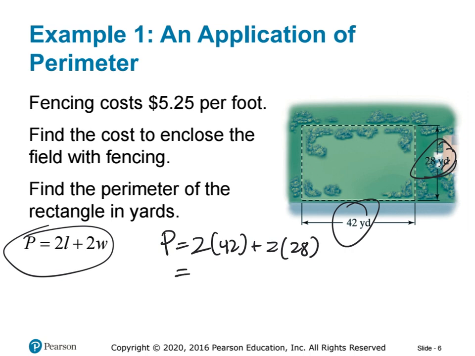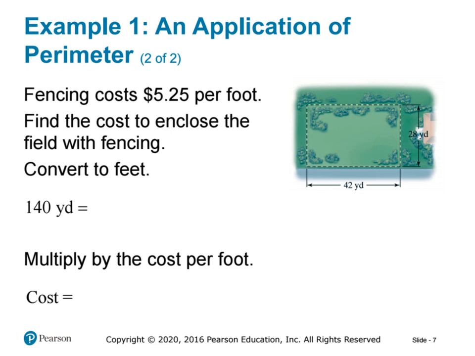So if you put that in your calculator, or if you do it by hand, so 2 times 42 plus 2 times 28, you get 140 yards. So now we have to convert it to feet. So 140 yards to feet would be, so we would multiply it by 3. So 140 over 1, I guess if you want to cancel out your units.